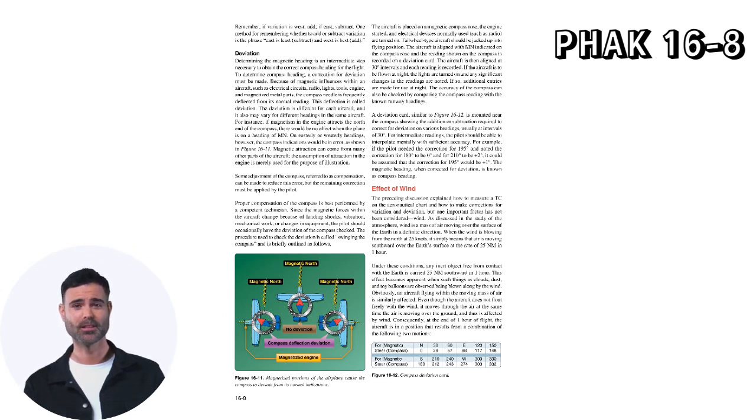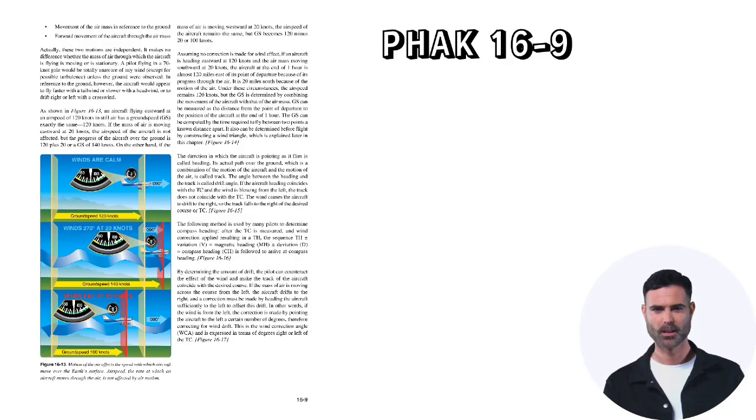Even though the aircraft does not float freely with the wind, it moves through the air at the same time the air is moving over the ground, and thus is affected by wind. Consequently, at the end of 1 hour of flight, the aircraft is in a position that results from a combination of the following two motions. Movement of the air mass in reference to the ground. Forward movement of the aircraft through the air mass. Actually, these two motions are independent.